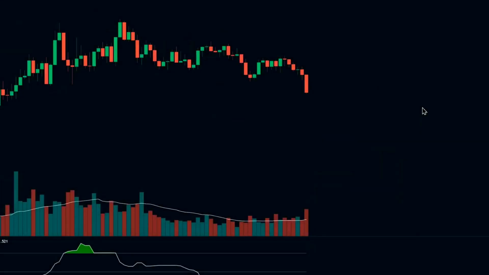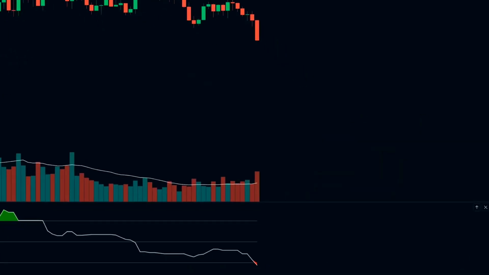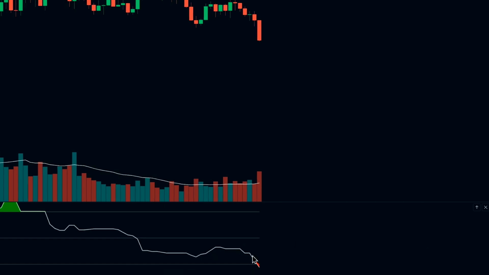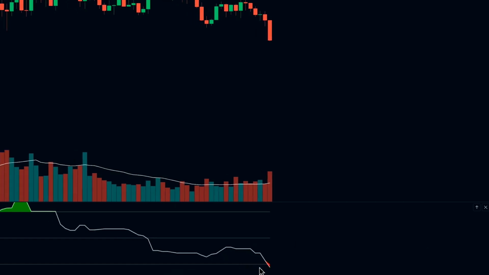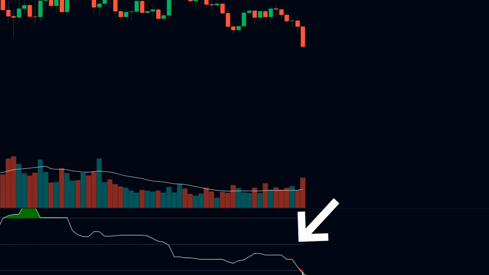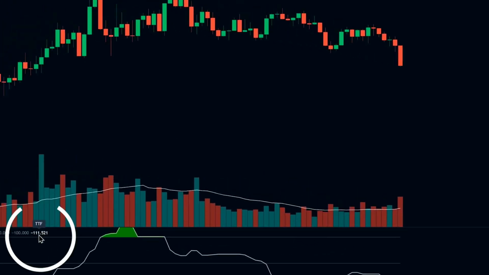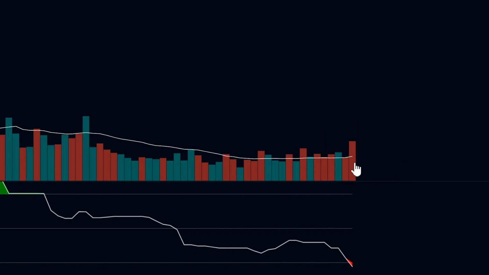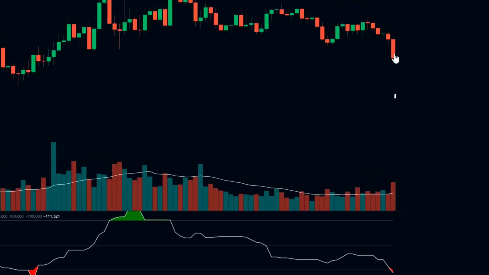For a short trade, confirm that the TTF line is crossed below the lower plot, signaling a strong bearish trend. The TTF line should be below -100 on the scale. Make sure there's enough bearish volume to drive the price down. The last histogram bar should be red and above the white moving average. Ensure the price has broken and closed below the most recent support level.